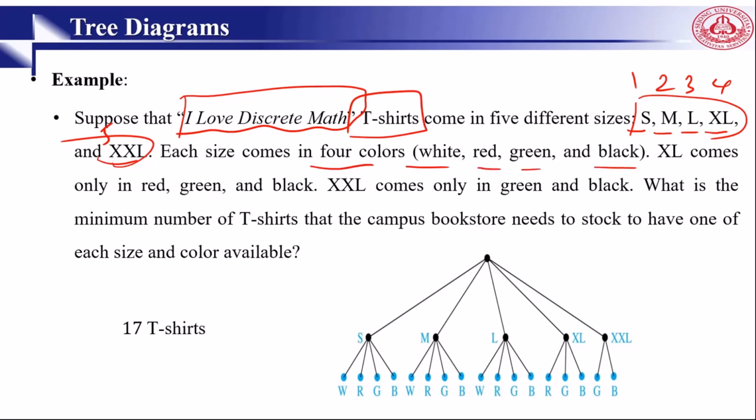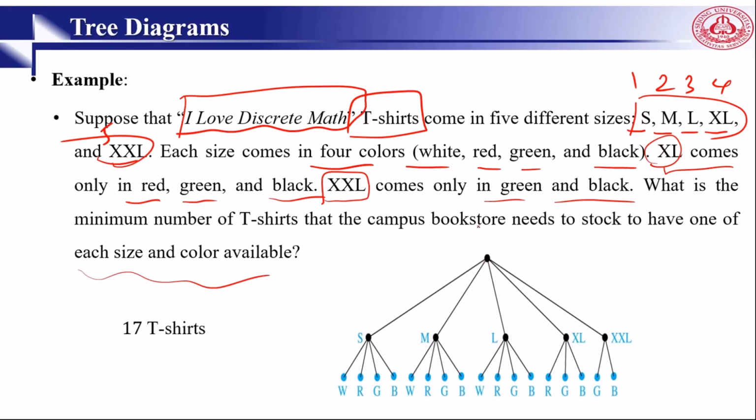Then we have some constraints. The constraint says X large comes only in red, green, and black. It means no white. XXL comes only in green and black. No red, no white. Then the question is, what is the minimum number of t-shirts that the campus bookstore needs to stock to have one of each size and color available? It means the owner of the bookstore wants to bring these t-shirts and sell to students, and the question asks how many he needs so that they have all possibilities.